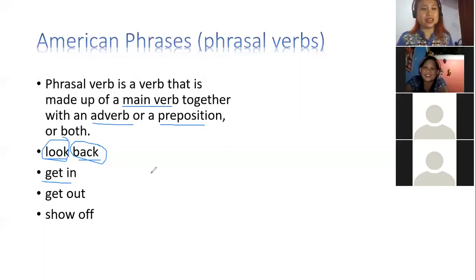Next, get out. Instead of exit, get out. Show off. She's such a show off. Show off is very common. So try to learn as many phrasal verbs as you can, and later on, you would feel like you have this American twang in you.